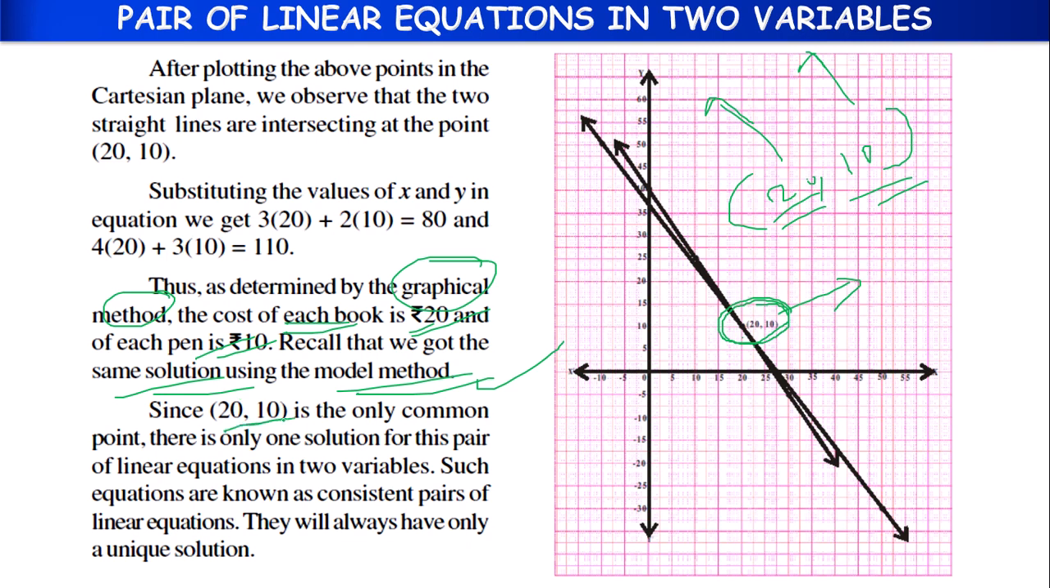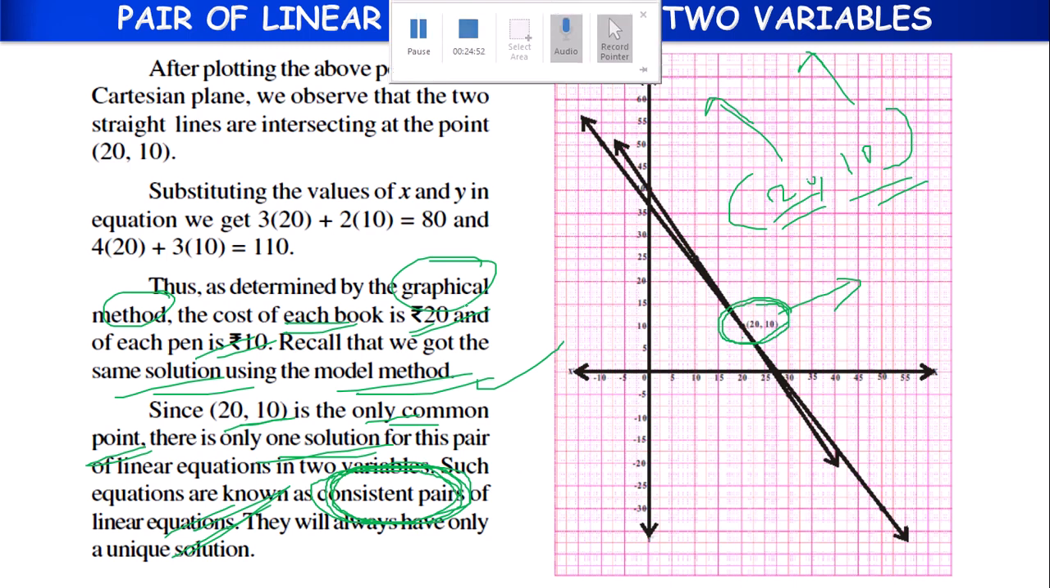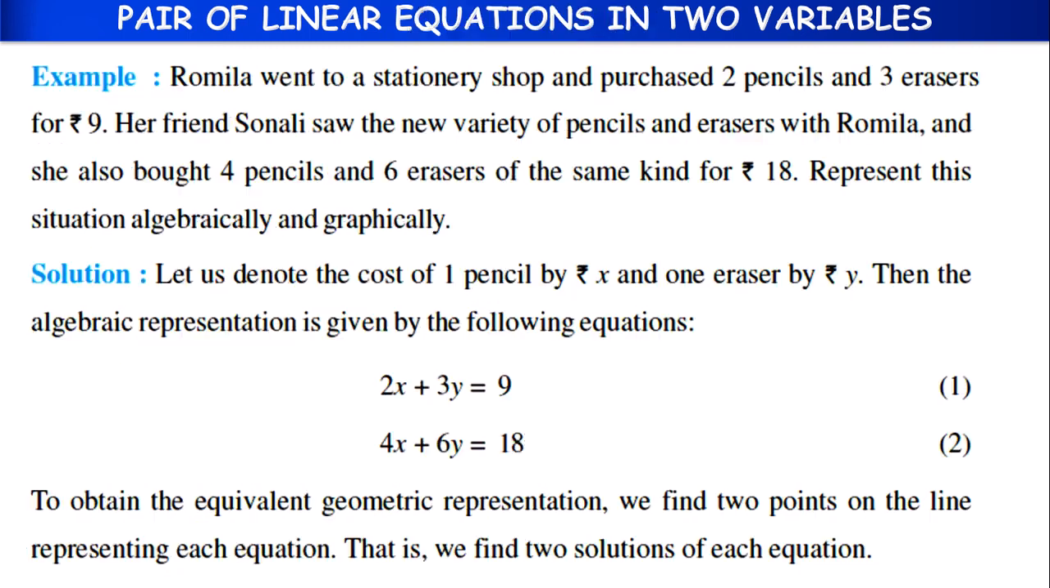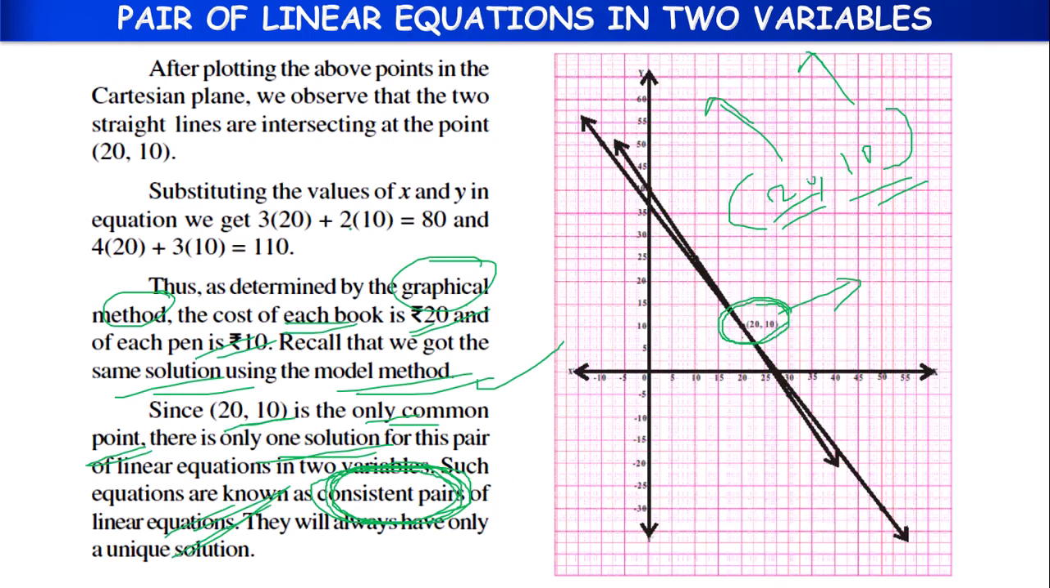So 20 comma 10 is the only common point for these two lines. So these two equations will have only one solution. These two are called consistent pairs of linear equations, because they will always have one unique solution. So they are called consistent.